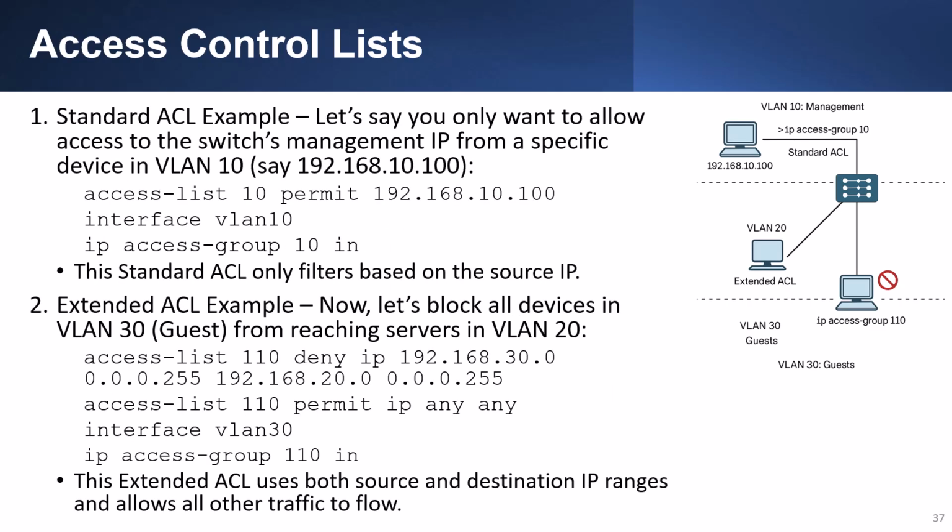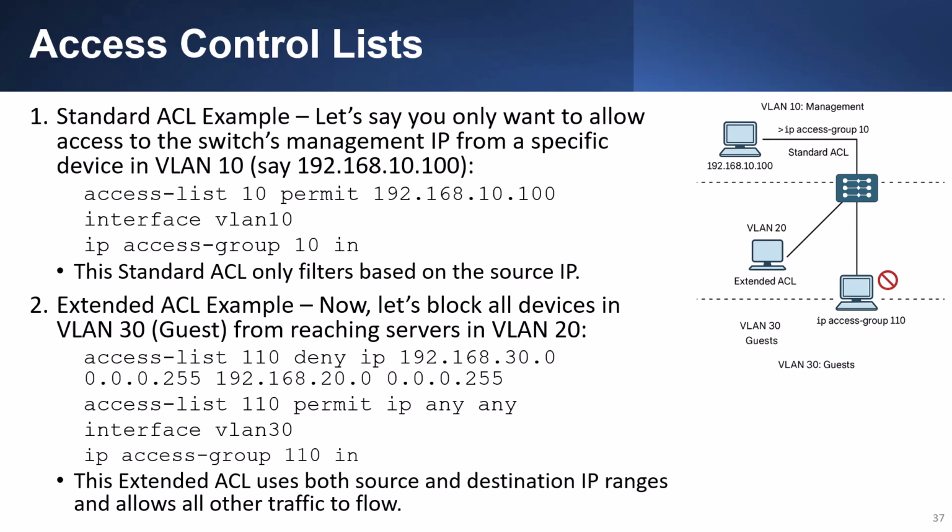Standard ACL examples would be, let's say you only want to allow access to the switch management IPs from a specific device in VLAN 10. Access-list 10 permit 192.168.10.100. Interface VLAN 10. IP access-group 10 in. The standard ACL only filters based on the source IP.